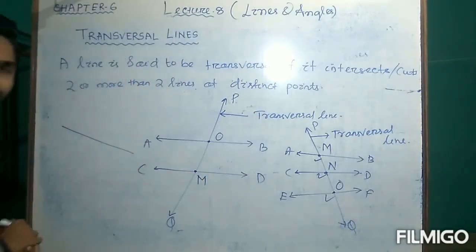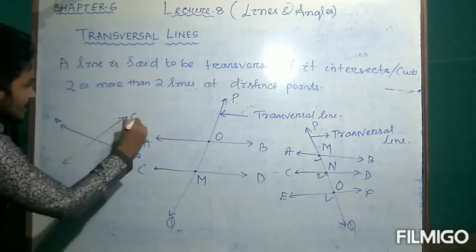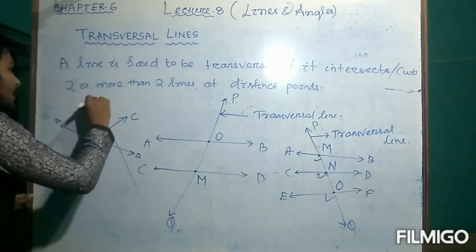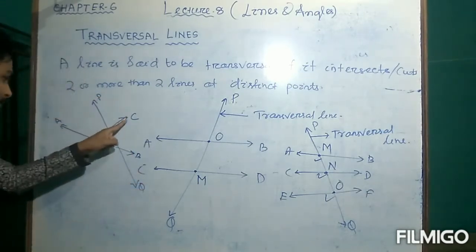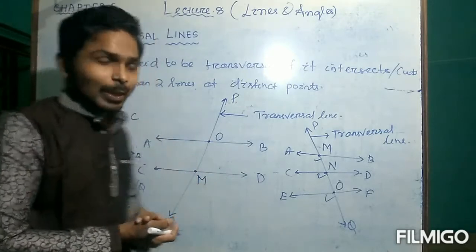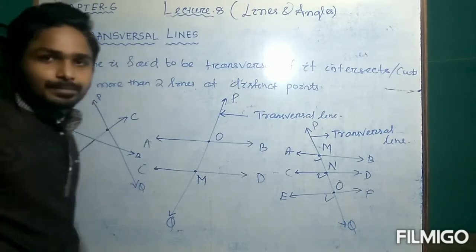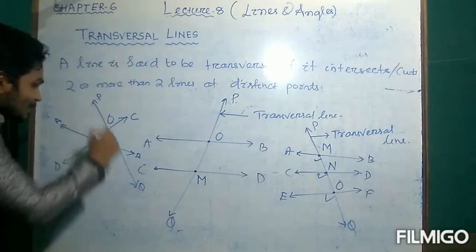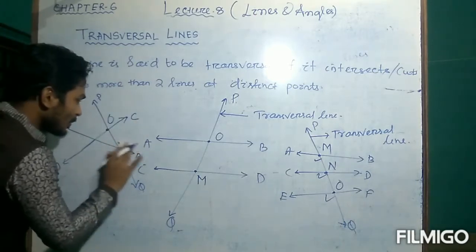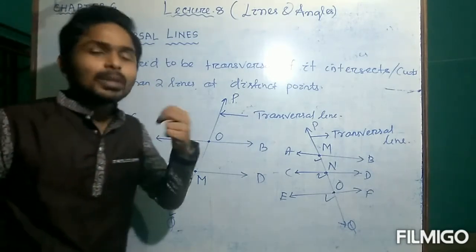Suppose this is a line. Okay. A, B. This is another line. C, D. Okay. Now we draw a line PQ which intersects both the line CD and the line AB. Now tell me whether PQ is a transversal line or not. See, here the line PQ intersects the line CD at a given point. So this point is O. Similarly, this PQ line intersects AB at another point. This is, suppose, M. So you find that the PQ line intersects AB and CD at two distinct points.